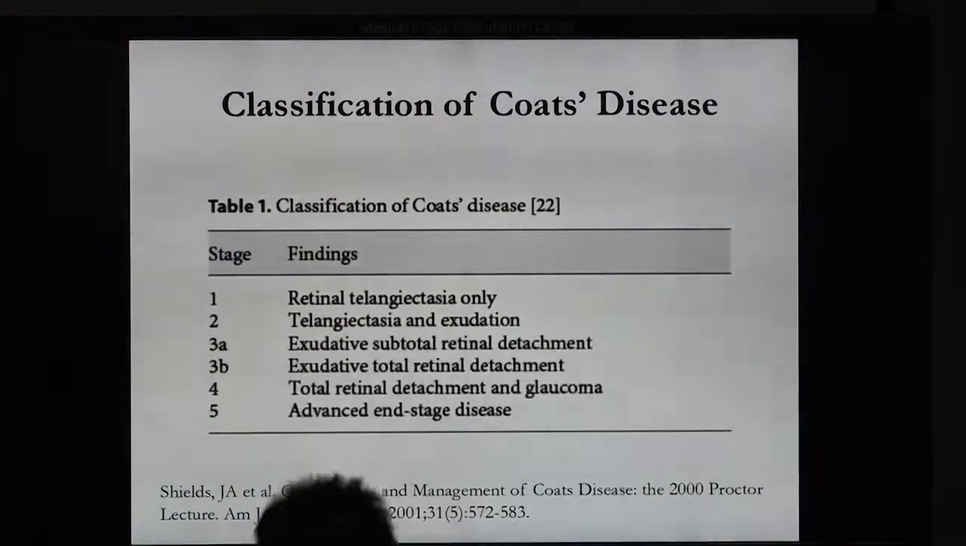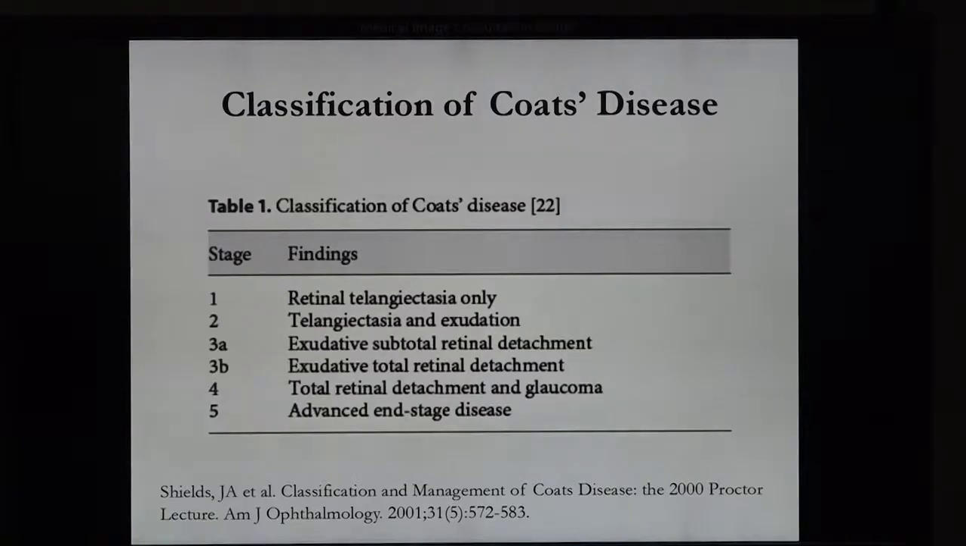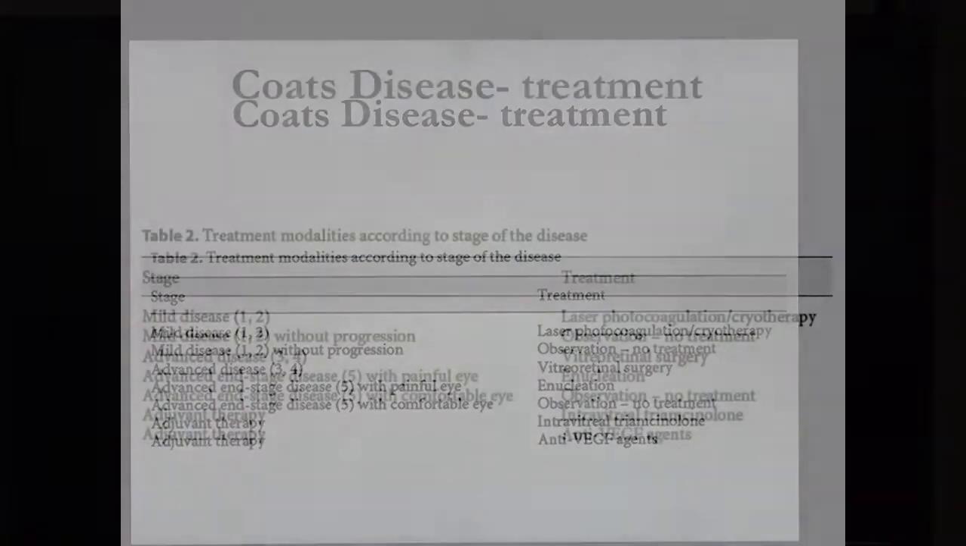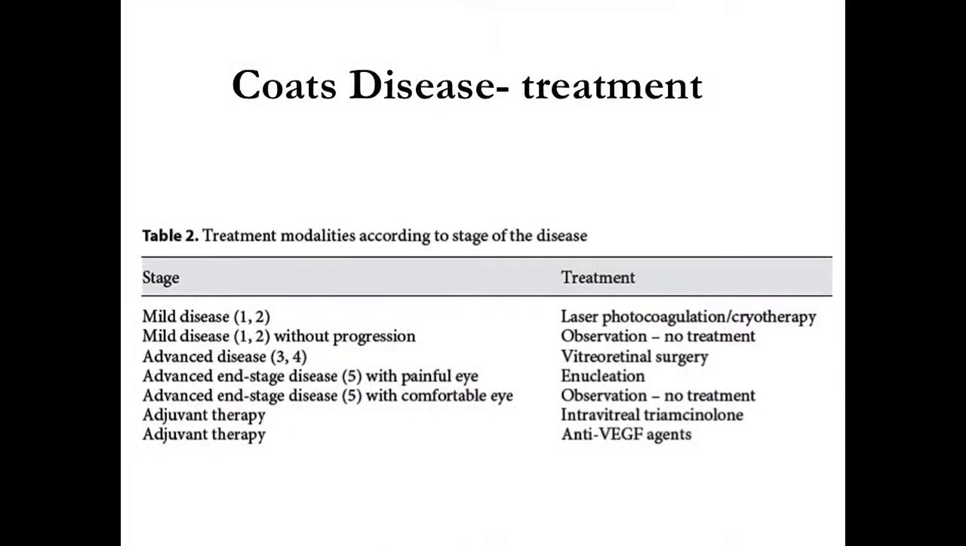So, this is how Coats disease is classified, and in the early stages, we have good treatment, we can save these eyes with excellent vision. When the disease advances, then it becomes really difficult, and sometimes when the eye becomes painful, we do have to enucleate some of the eyes.